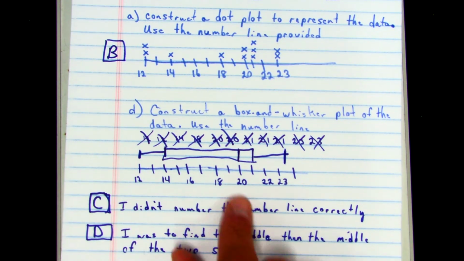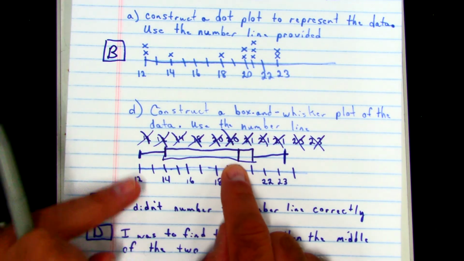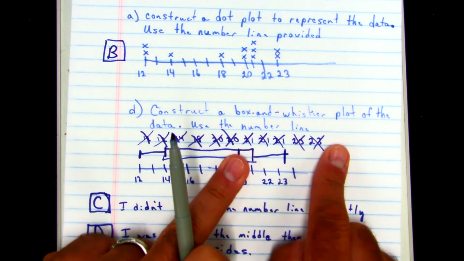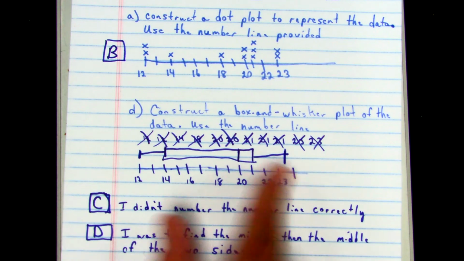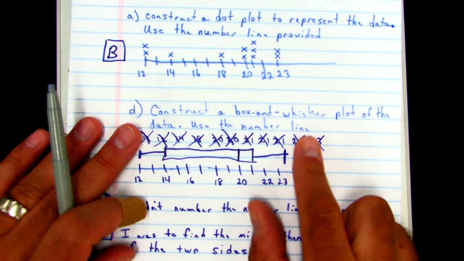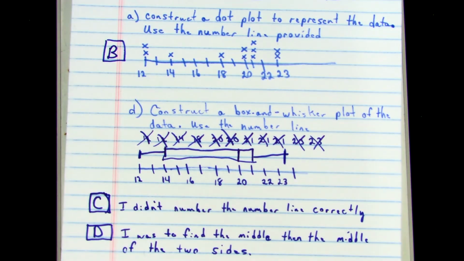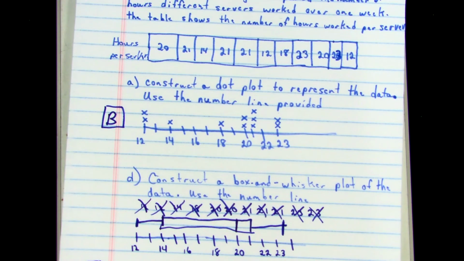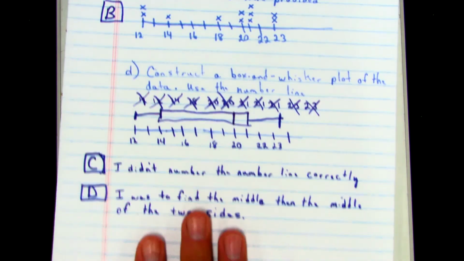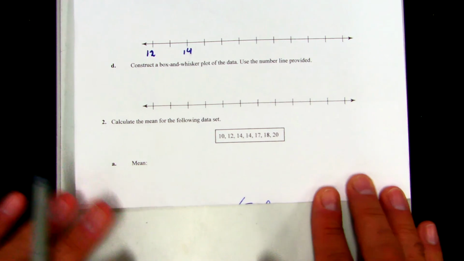I was supposed to find the middle, then find the middle of the left and the middle of the right. So you're finding three middles. Those are my lines. I draw my box, and then my whiskers go to the last numbers in my set. So this is what problem 1 looks like following the format: A, B, C, and D. Make sure you show me all those things. Remember, you're only doing the corrections. All right, let's look at the next problem.